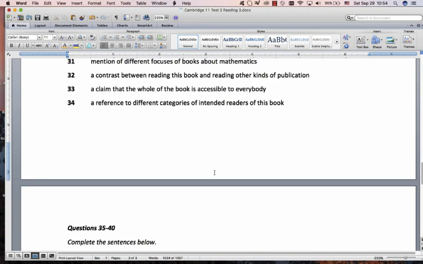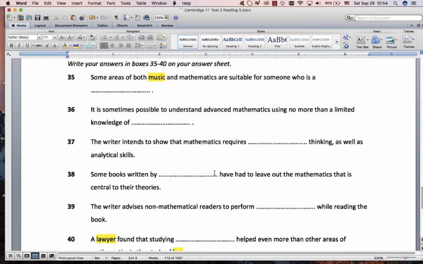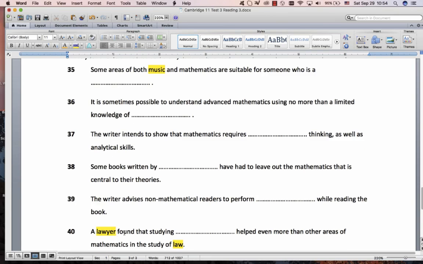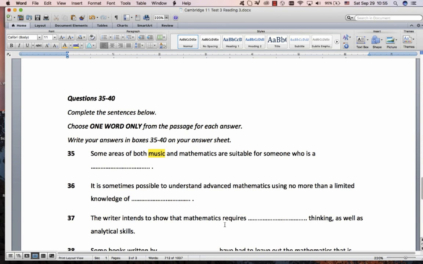Great. So now all that tells us is that they've taken it from everywhere. I would like to say it's probably one question, one paragraph, but they don't always do that. So you can't rely on that.